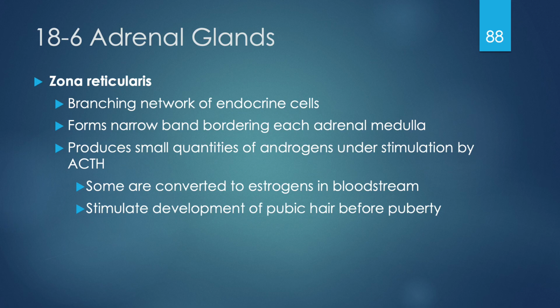The zona reticularis is the most inner or deepest aspect of the adrenal cortex, and it's also the smallest, comprising the smallest component of total volume of the adrenal cortex. The reticularis is a branching network where the endocrine cells form very narrow bands, and this borders right up against the adrenal medulla, which is again controlled by the autonomic nervous system. The zona reticularis will produce some small quantities of androgens under stimulation by adrenocorticotropic hormone. Some of these are converted into estrogens in our bloodstream, and that will help to stimulate the development of pubic hair before puberty actually arises.